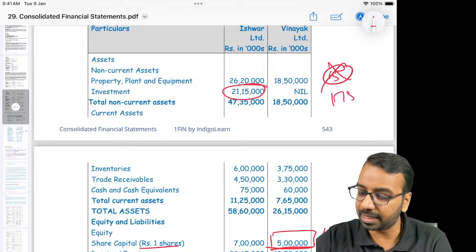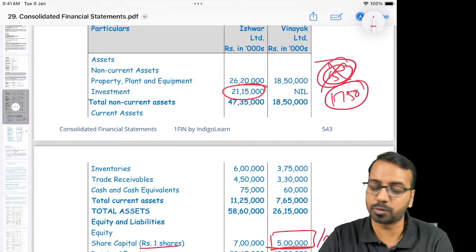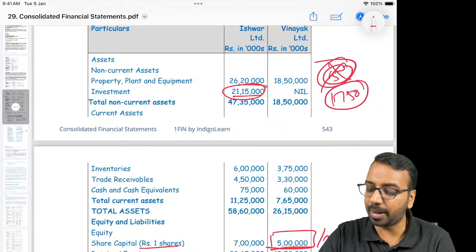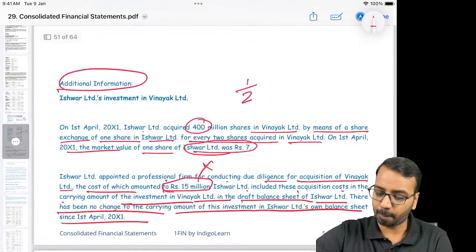Okay, so only 17 lakh 50,000 is the investment. This 15 million you will eliminate. Sir, what about balance? Balance could be some other investment.